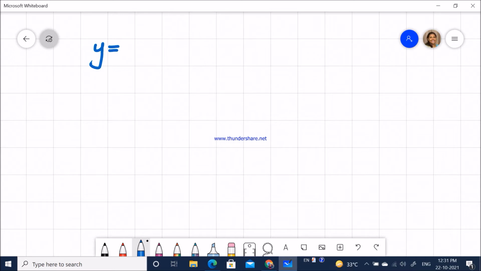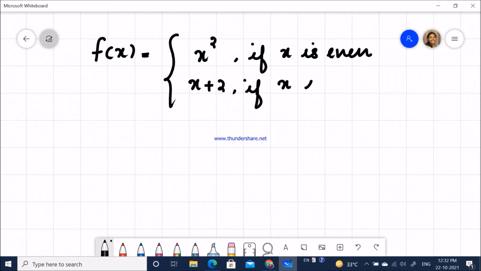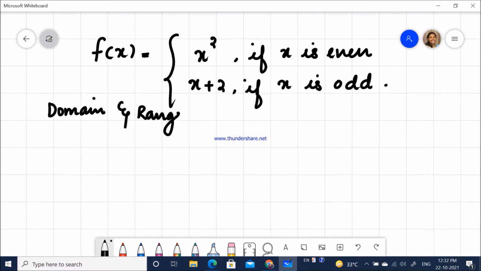Okay. Now, if we are asked to find the domain and range of a particular function, suppose a function f of x is equal to x square if x is even and x plus 2 if x is odd. We need to find the domain and range. So we are given a function f that is x square if the corresponding value of x is even and x plus 2 if the corresponding value is odd.